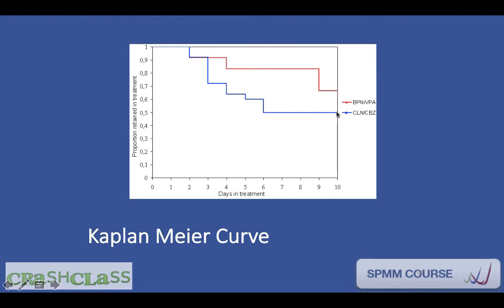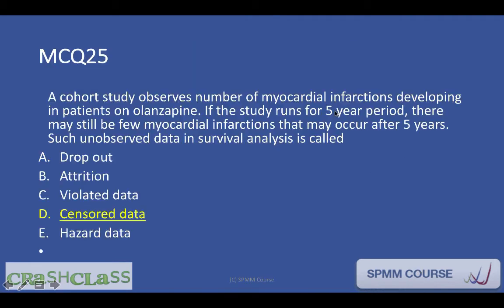Can you see the curve never comes to the bottom? It stops somewhere here, on the 10th day. Does it mean nobody else develops any events? If you extend this curve, does it mean nobody else is going to have any steps after this? No, some people will, but you can't continue a study indefinitely. You have to stop it at some point. After this point there may be some events happening, but we are censoring it. So this is called censored data. You can't really see the events that happen after a point in time.